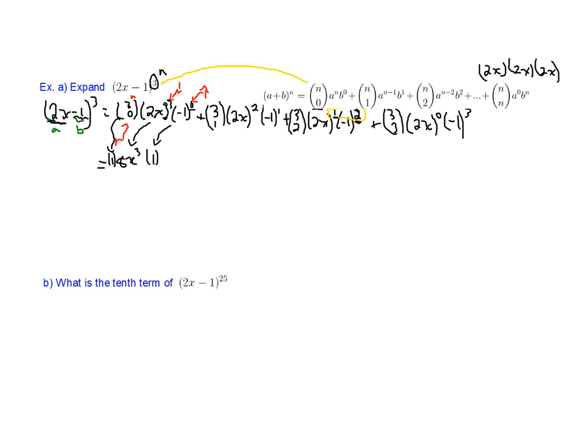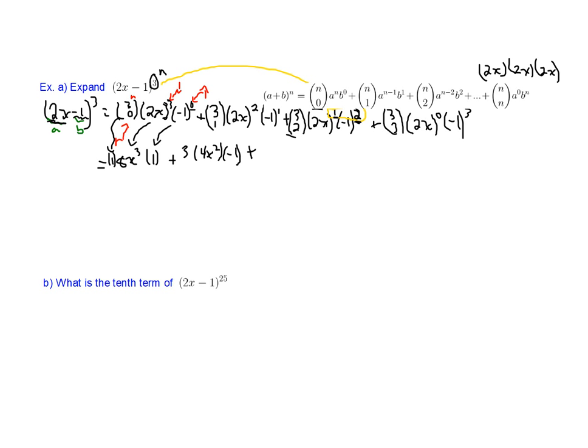If you prefer to leave those numbers out, you're more than welcome to do that if you have no trouble with that. So 3 choose 1 is just 3. 2x all squared is 4x squared. And then negative 1 to the 1 is going to be a negative 1. Again, we'll simplify that in the next line.